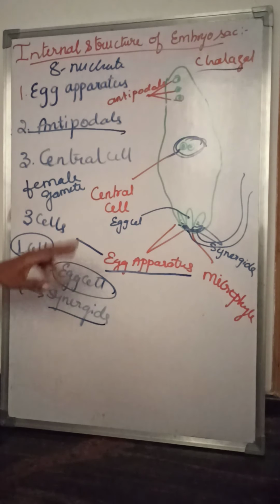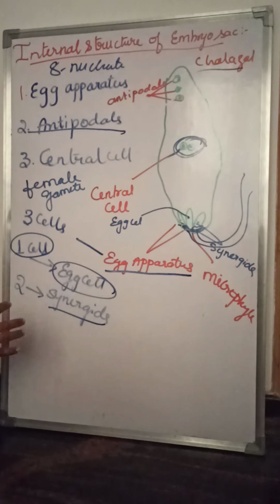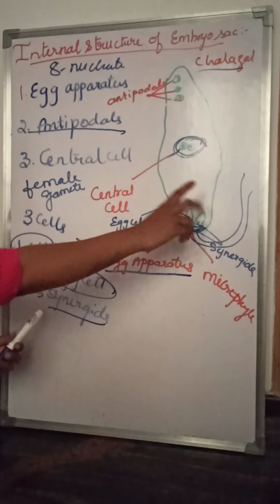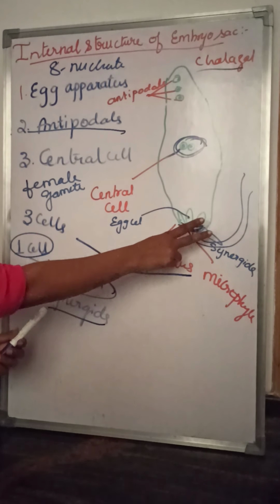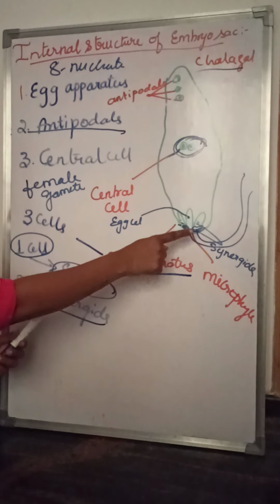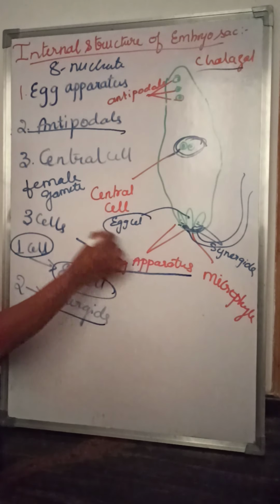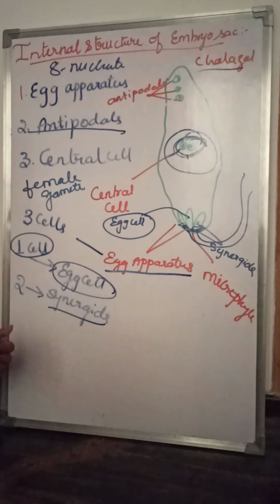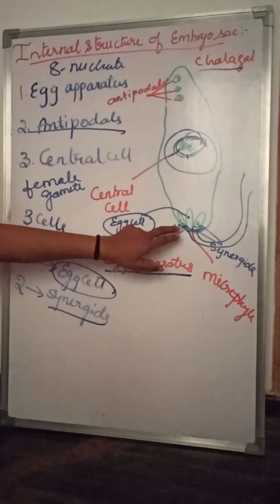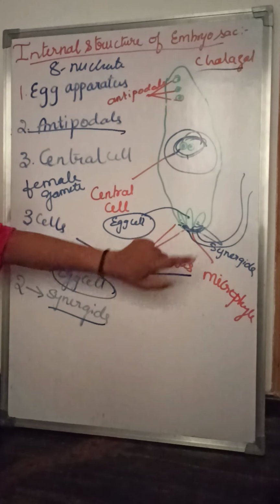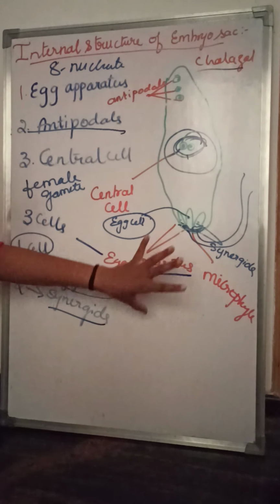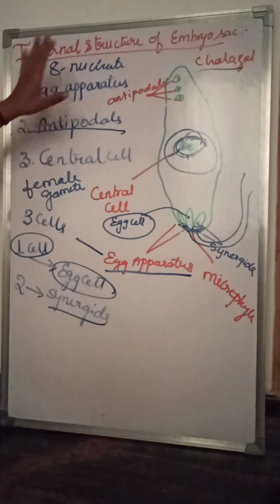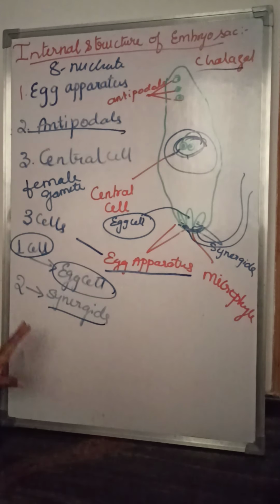When fusion takes place, 2 male gametes are brought in. One of the male gametes fuses with the egg cell and the other fuses with the 2 polar nuclei. After that, the process of fertilization takes place. After some time, the antipodals and the synergids, these 5 nuclei, will degenerate. So this is about the internal structure of the embryo sac.